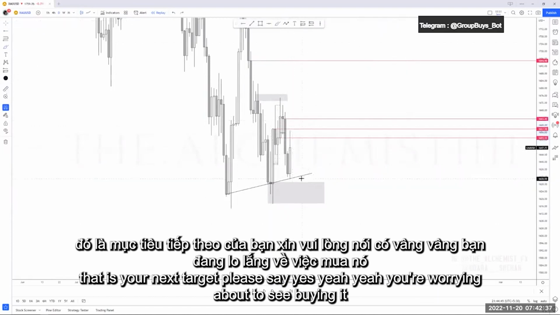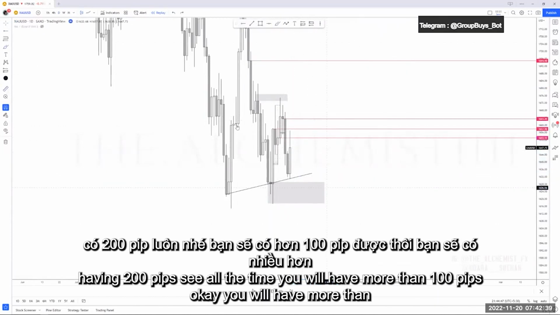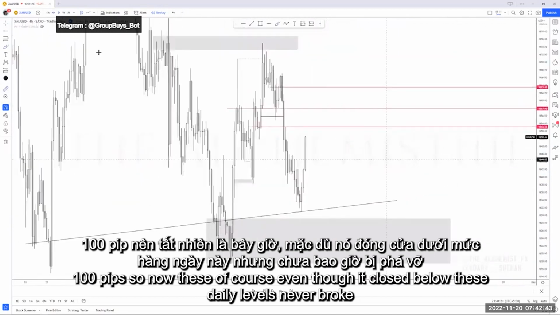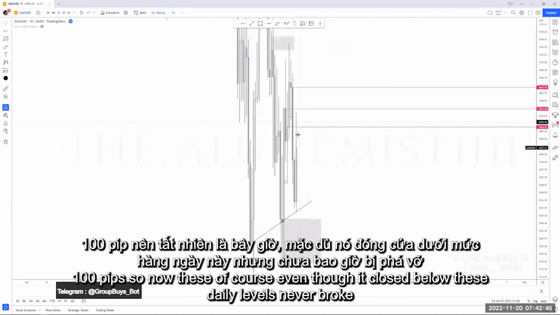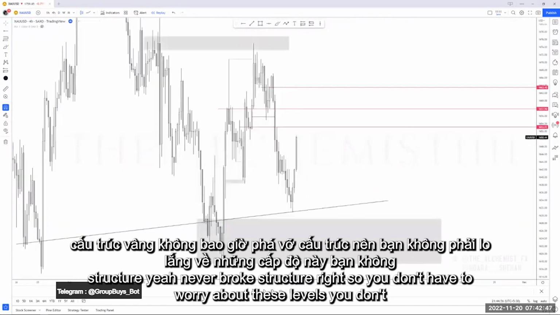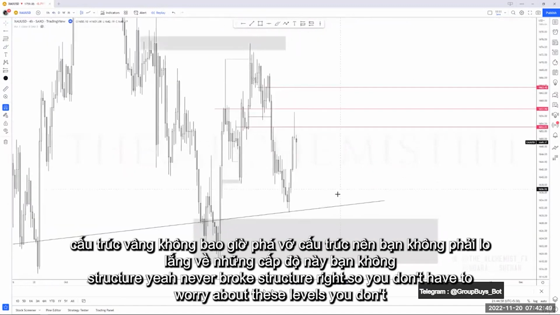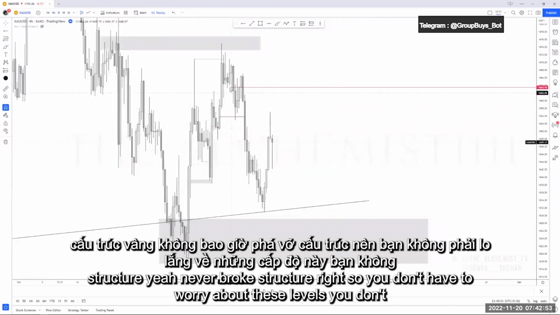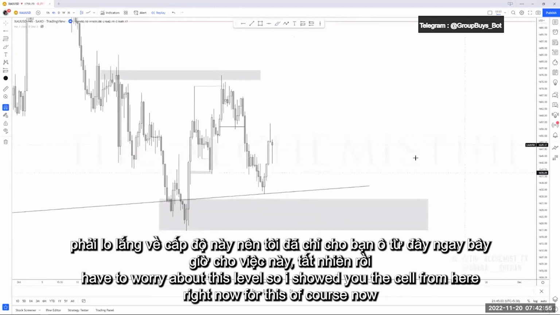So see, buying it, having 200 pips. All the time you will have more than 100 pips. Now, of course, even though it closed below these daily levels, it never broke structure. Never broke structure, right? So you don't have to worry about these levels. So I showed you the sell from here, right?